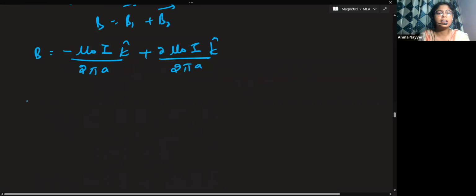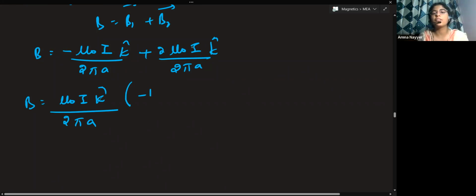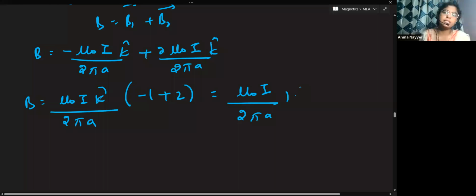So let's take common things common. Mu naught I k cap by 2 pi a can be taken as common. From here, -1 is left. From here, +2 is left. Understood the mistake, Z? Because of minus k cap, this will be -1. All right. So the answer becomes 2 minus 1, that is 1 only. Mu naught I by 2 pi a. This is your final answer. Note it down. Then we'll move on to the circular wire right now.